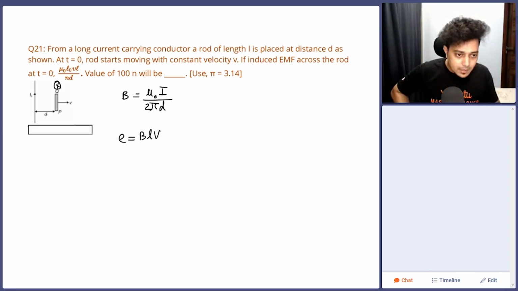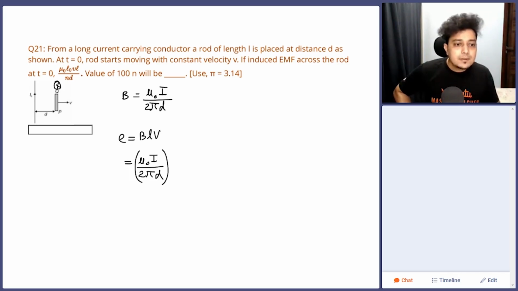So B L V. The magnetic field is mu naught into current I upon 2 pi d, into length. The length of the rod is given, L, into V. The velocity of the rod is given, that is simply V. So the EMF induced is available. Now we can just compare to the given equation.